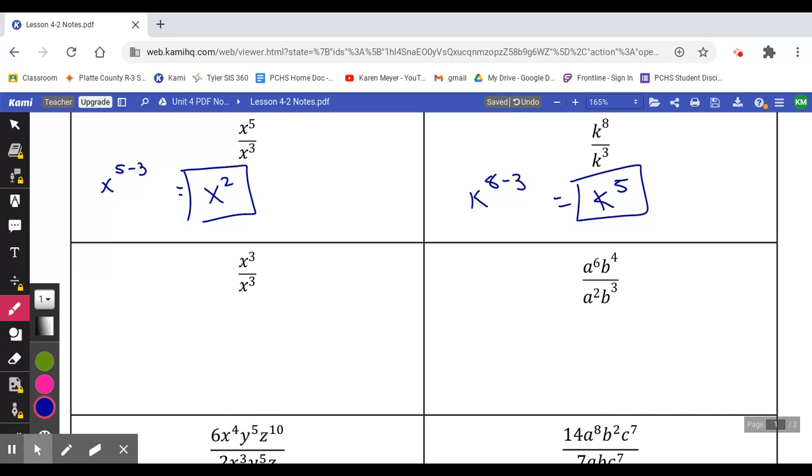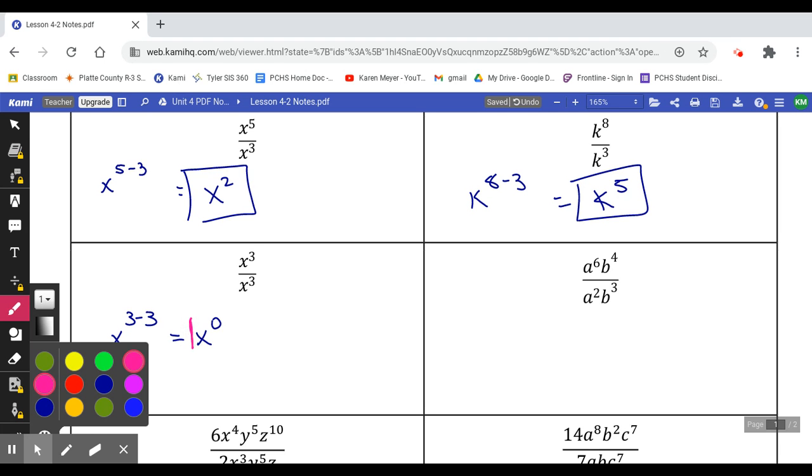Okay, next problem. Top exponent minus bottom exponent. So that would be 3 minus 3, which gives me x to the 0 power. And if you have x to the 0 power, that means you really don't have any x's. So what do you think your answer would be in this problem if you have no x's? Well, your answer would be, what's that coefficient? So what do I have in front of x to the 0 power? That is a 1. So that means if there are no x's, then your answer is just the coefficient, which is 1.